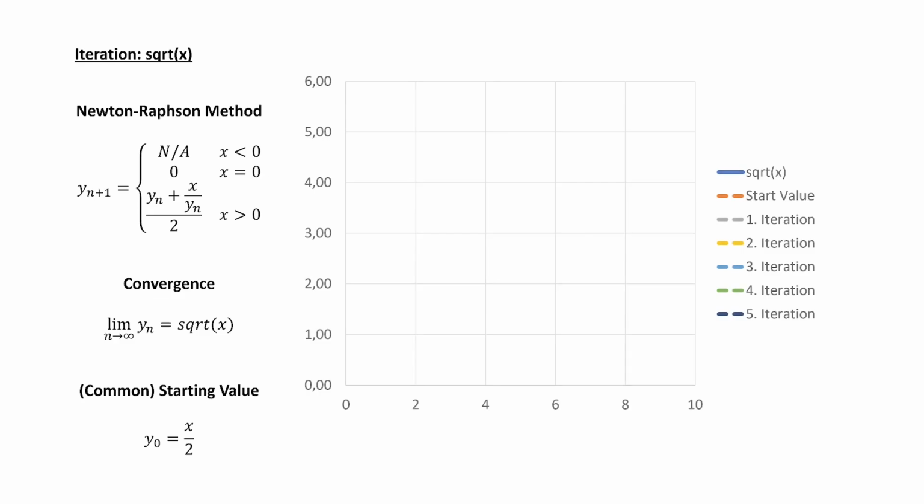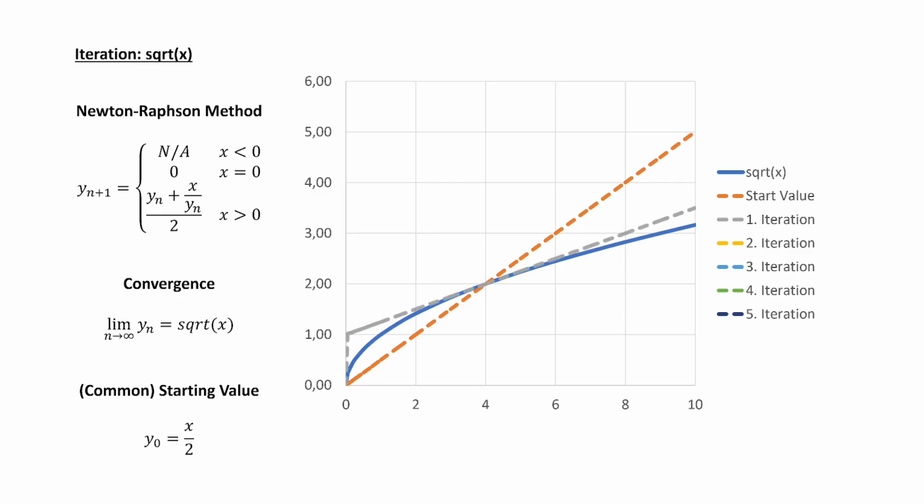But what does this actually mean, or how does this look when we put this into a graph? Well, let's say this here is the square root of x. So this is the target graph, basically. Now, our starting values would be x half, which is this linear graph here. And now after one iteration, we get this graph here, which is already much closer than just the linear graph before. Although you can see for small values we have a difference, and for big values, we also still have a difference.